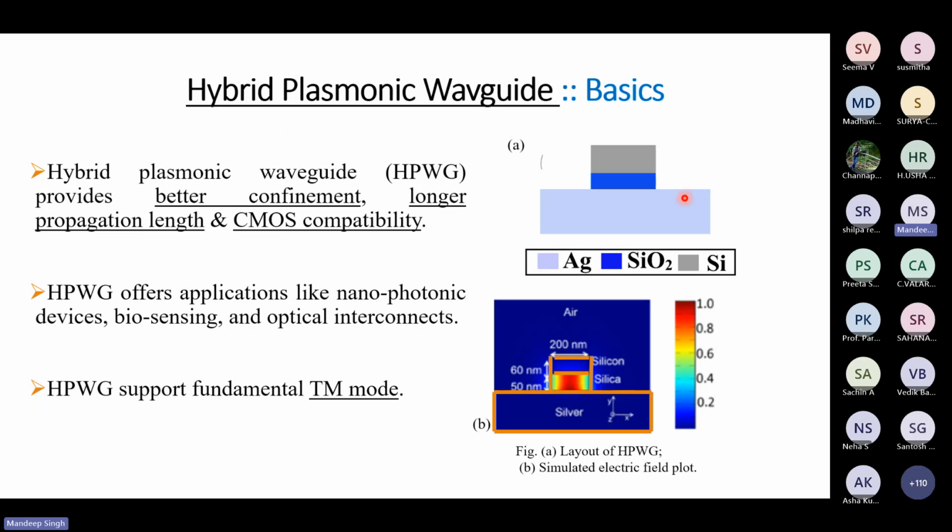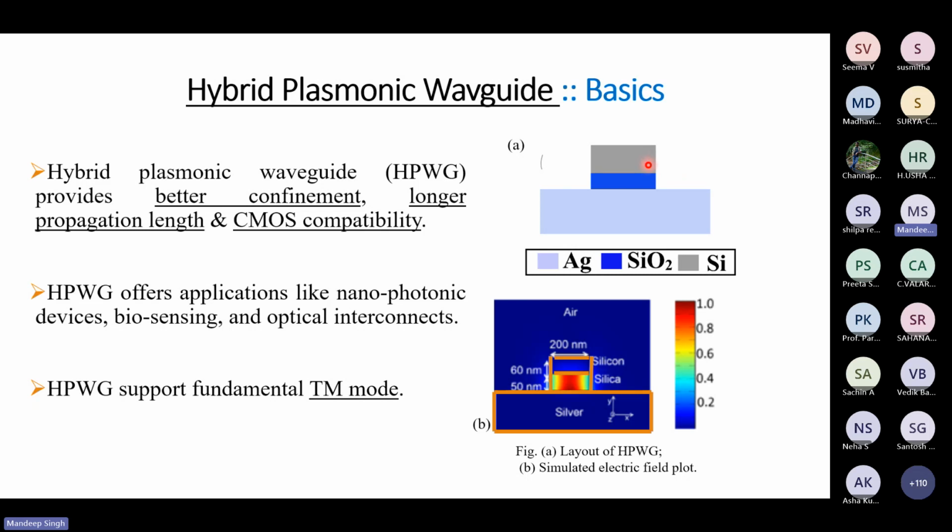For this, you can see figure A. We are using a metal, that is silver, and a dielectric, SiO2. And for doing the hybridization, we have to use some semiconductor, as I told, like silicon. The gray color part is there. So what is the role of doing hybridization?